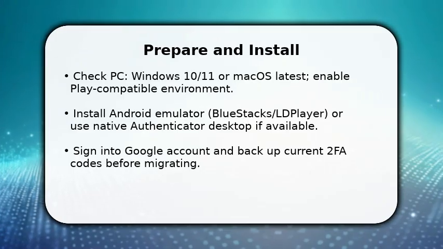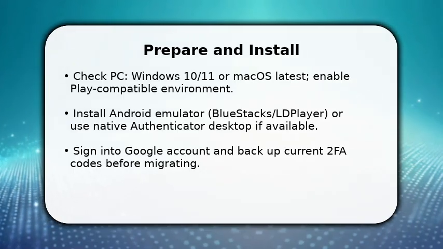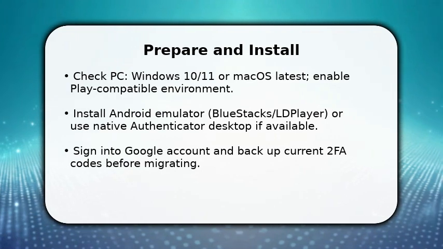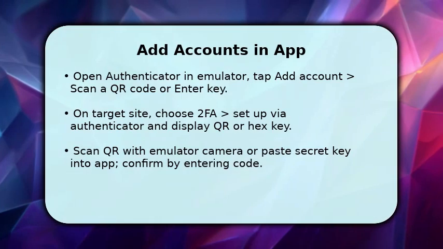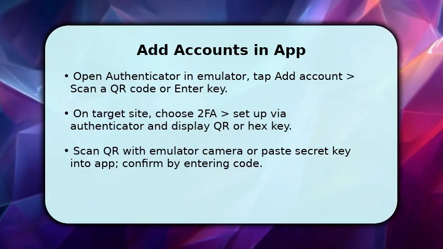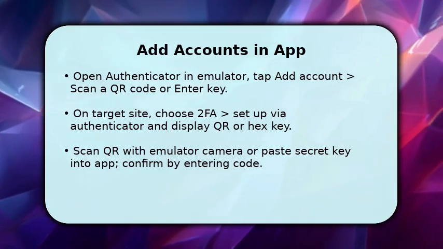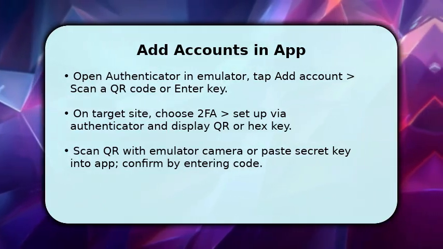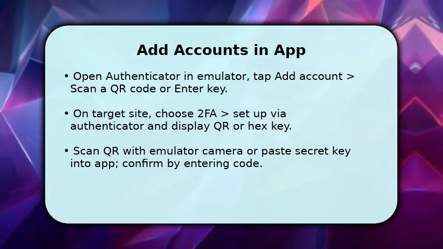This step sets the environment so the app behaves like it does on a phone, which is essential before adding any accounts. Once the Authenticator is running, you'll add each account one at a time. On the website or service you're securing, choose two-factor authentication and select Authenticator App Setup.